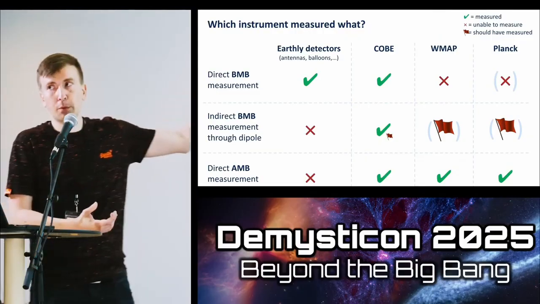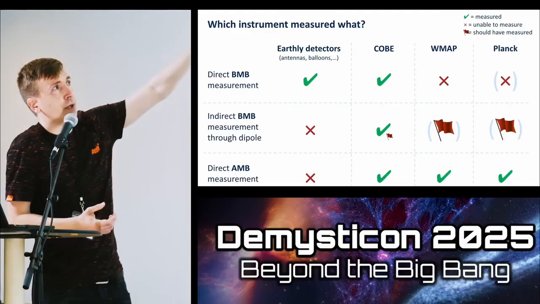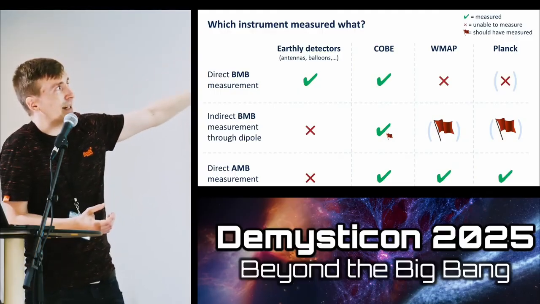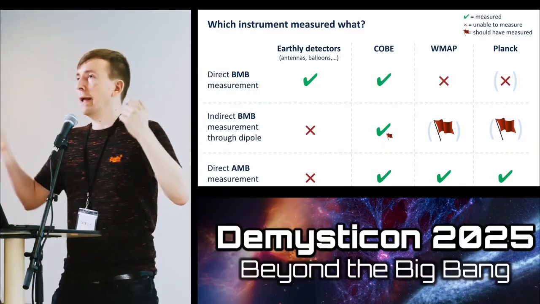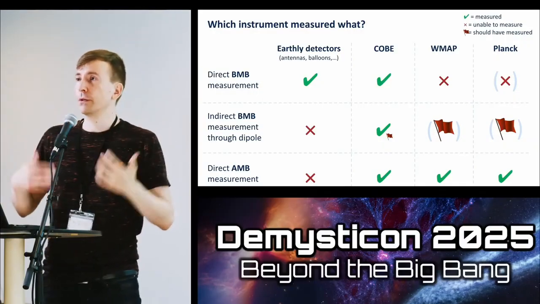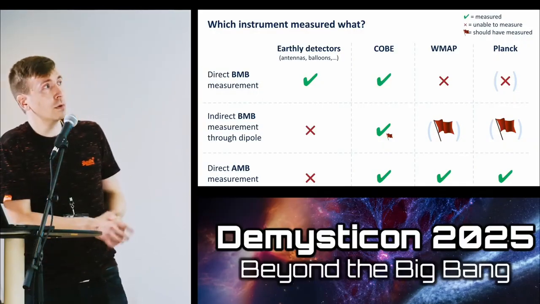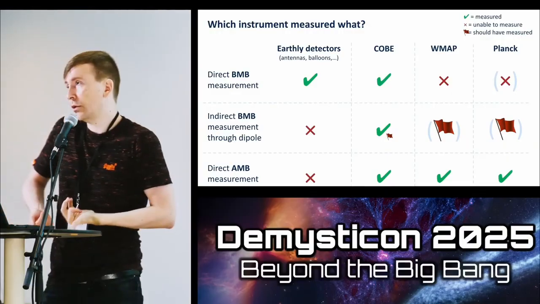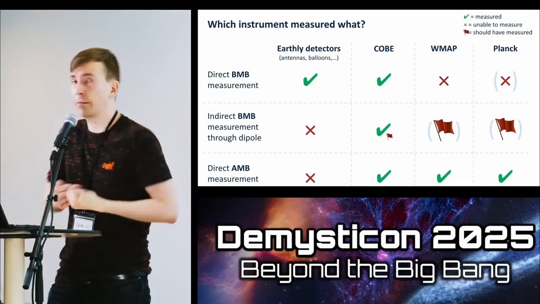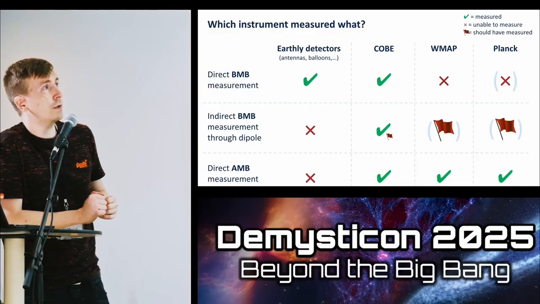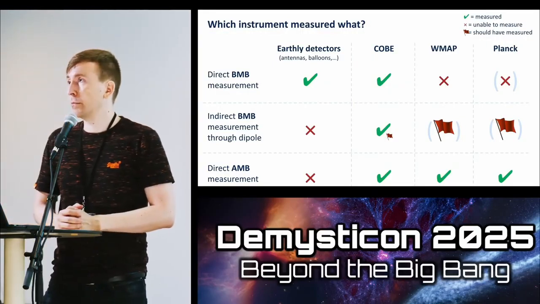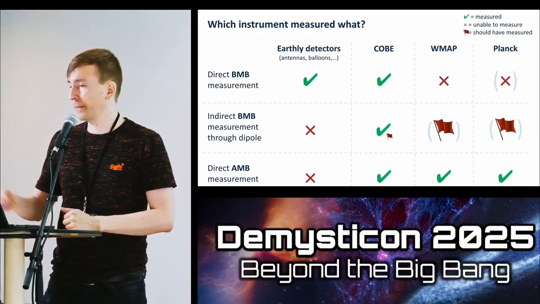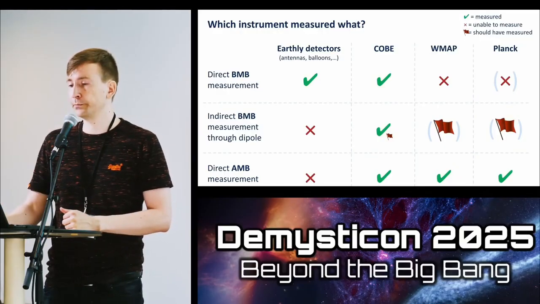Then it's a little bit more complicated than just direct measurement of the BNB, because you also have something like an indirect measurement through the dipole, one of the multipoles. And this dipole is the first derivative of the monopole. So in principle, you can calculate the monopole from it. And there you see that only COBE was actually measuring the BNB in that way. But there is a little red flag there.